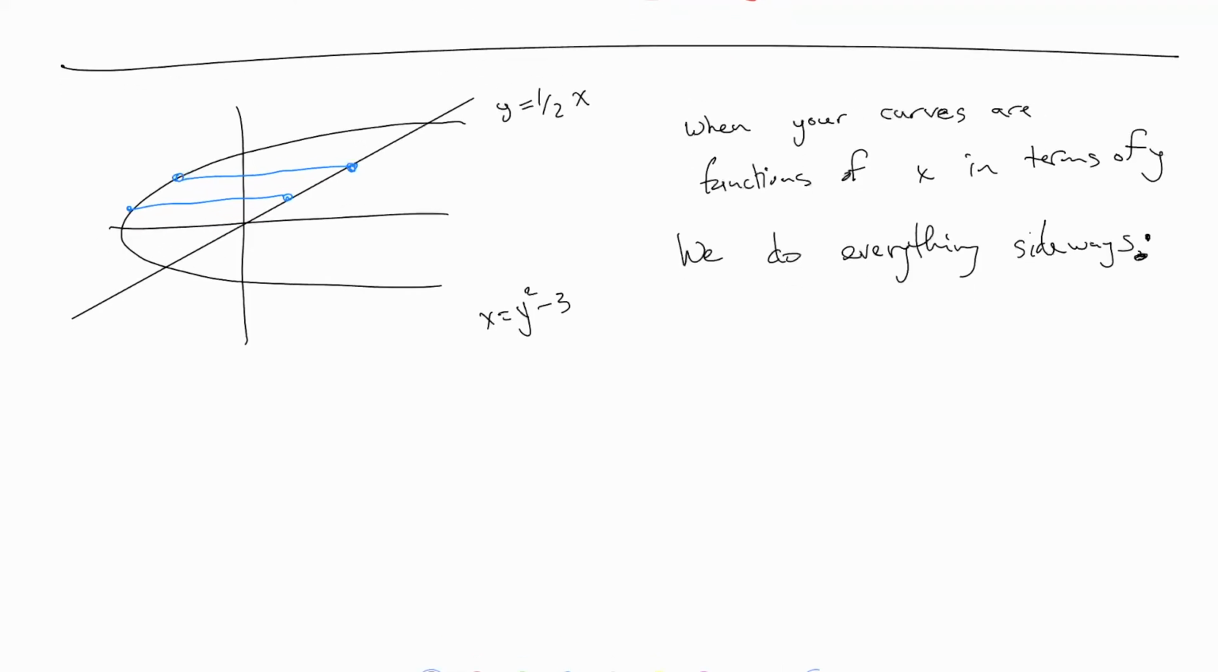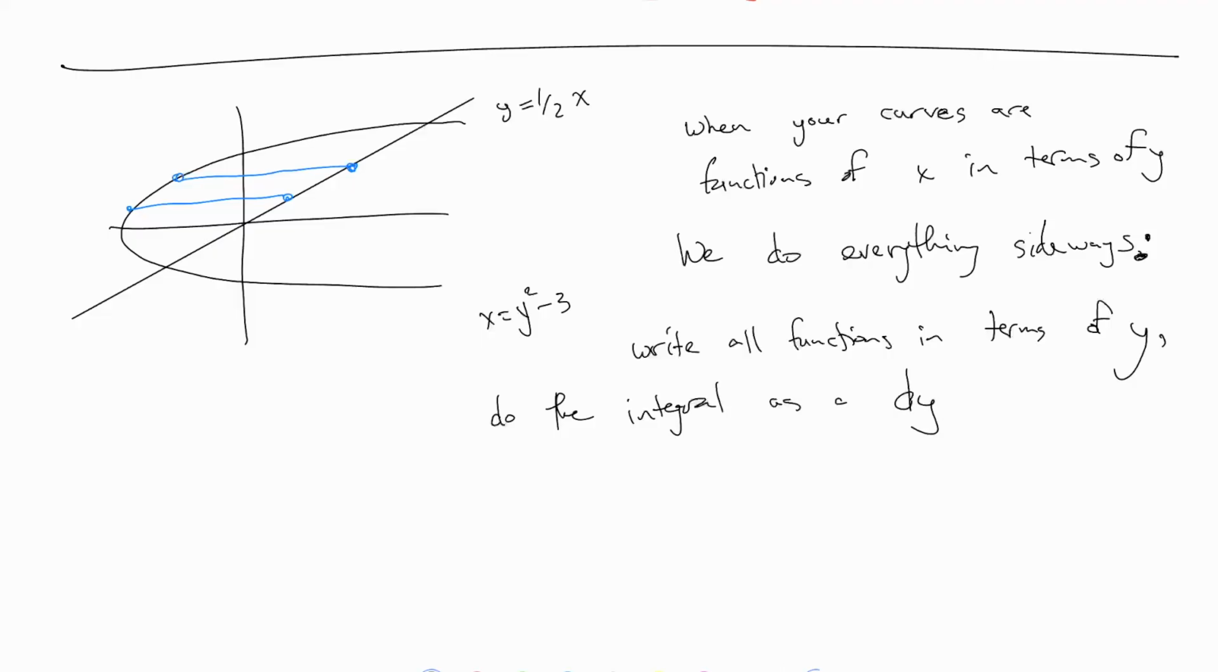What I mean by that is, practically speaking, this means write all functions in terms of y. Now in my case, the second function is already written in terms of y, this one, x equals y squared minus 3. The other one isn't, but you could rearrange it and make it so that it is, so that'll be fine. Write all the functions in terms of y, and then do the integral as a dy. When you do the integral, the variable inside the integral is going to be y, not x, all right? And the bigger and the smaller, the bigger in this case means bigger x value, i.e.